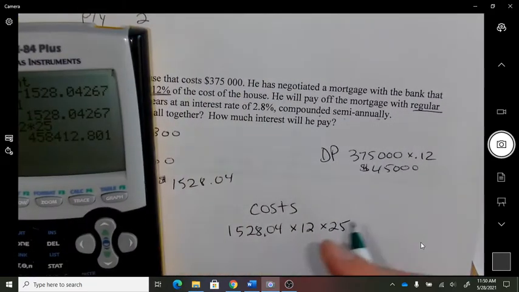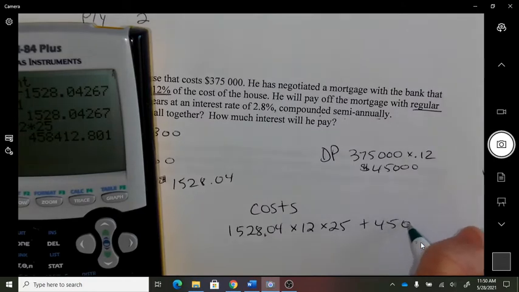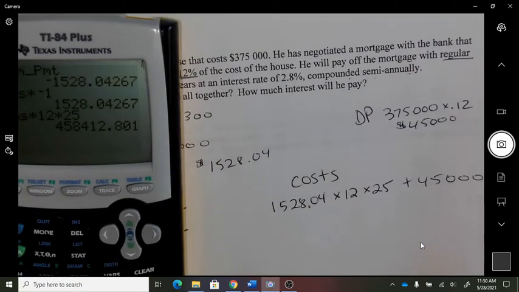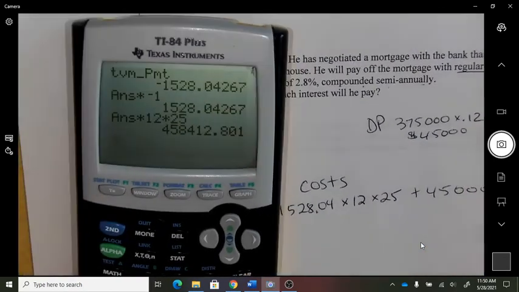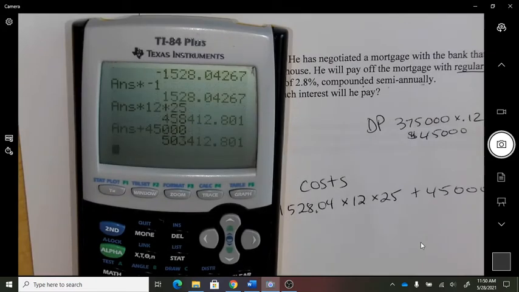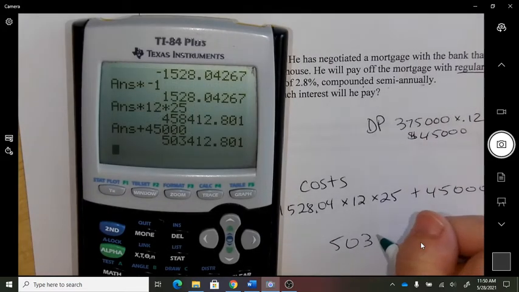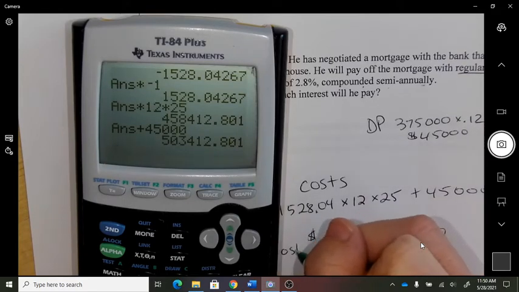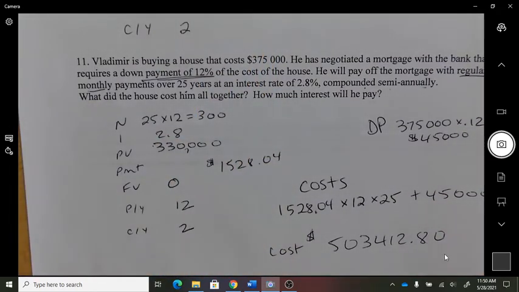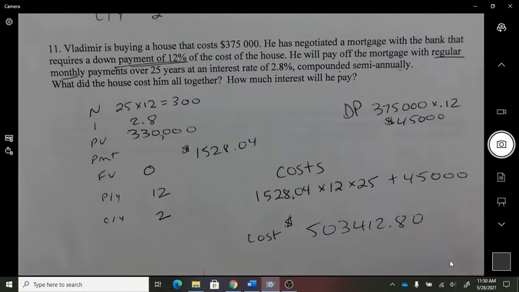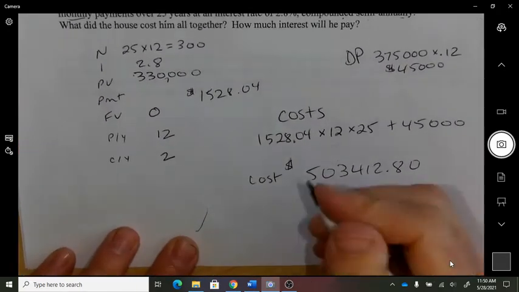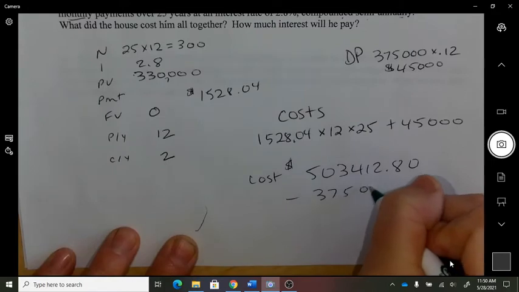Now don't forget, you also spent that much money. So we're going to have to add that. So that's your total cost over the long haul. How much interest? So the interest would be subtracting the original amount.